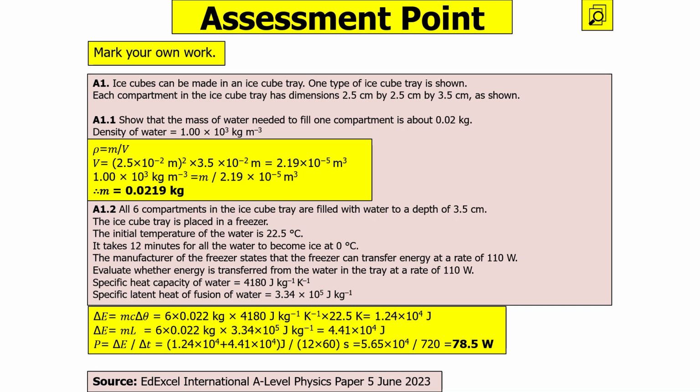Now the power is equal to the energy divided by the time. Now the total energy is both the energy stored from the latent heat, which is the potential, plus the energy stored from the kinetic, which is the specific heat capacity one. Add the two together, divided by the time, which is 12 times 60. So then we can work it all through, because it's 12 minutes, we want it in seconds. So we get our answer to be 78.5 watts.